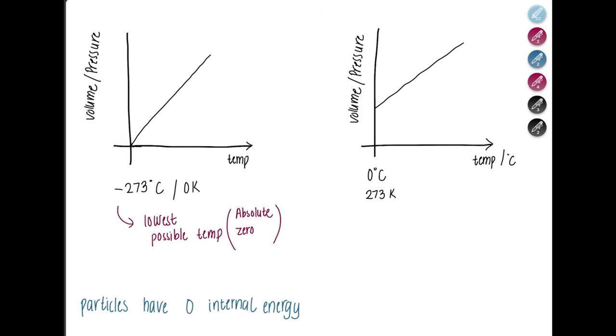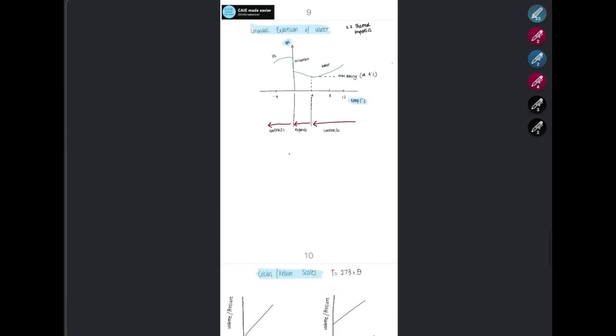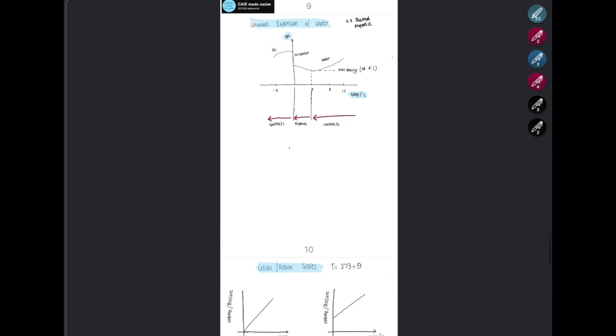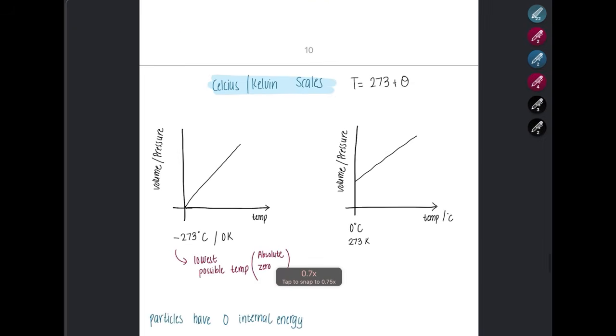But on the other hand, this is 0 Kelvin, but at 0 degrees Celsius, we start from here. Why? Because there is some kinetic energy and potential energy, and there is some volume. So we cannot start from here. At 0 degrees Celsius, the temperature is 273 Kelvin. Now this graph is just for water, and this graph is for all the other materials.